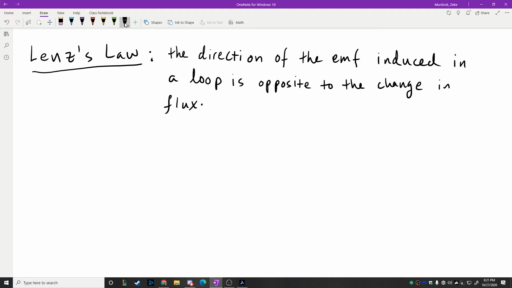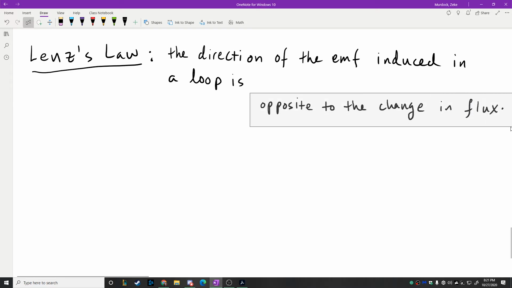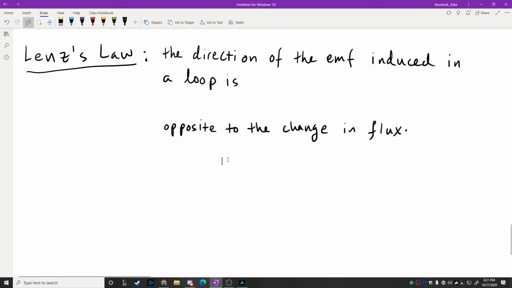That is probably the shortest way you could say it. The direction of the EMF induced in a loop is opposite to the change in flux. That's one way you could say it. But there's a better way to say it. The better way would be to add in a line here. This is true, but I'm going to add in a short statement.